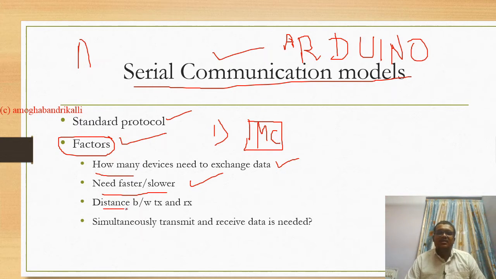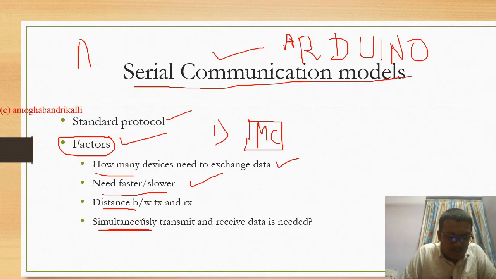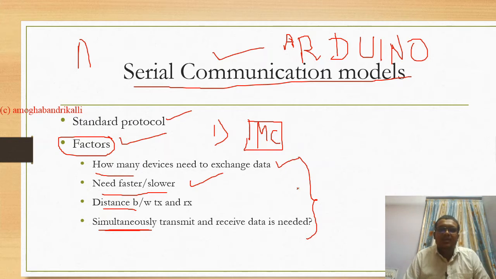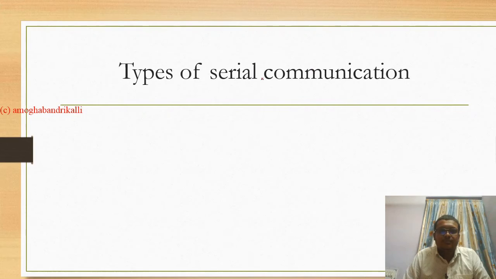Another parameter is the distance between transmitter and receiver. And there is the condition of whether you need to transmit and receive data simultaneously. These are the factors that depend on which type of application the user is going to build, and they help decide which communication model we select.